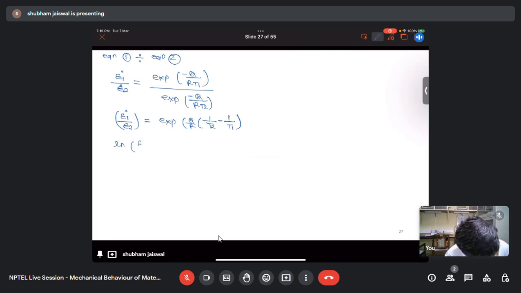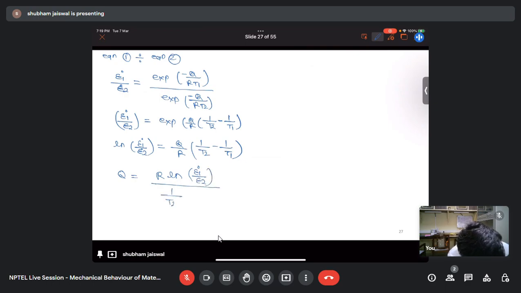ln(ε̇1 / ε̇2) = (Q/R)(1/T2 − 1/T1). Now if I rearrange this equation to find the value of Q, I will get Q = R ln(ε̇1/ε̇2) divided by (1/T2 − 1/T1). Let's say this is our equation 3.